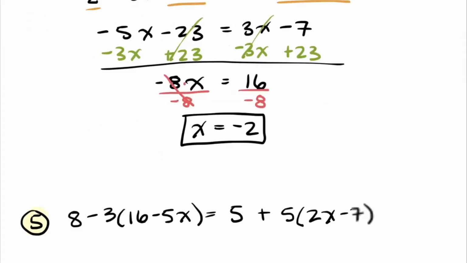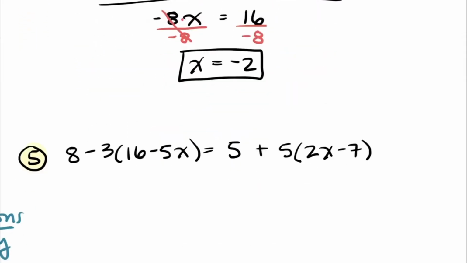All right, one more of these, and I'd encourage you to pause this and try on your own to see how this is going for you. We've got 8 minus 3 times 16 minus 5x equals 5 plus 5 times 2x minus 7. So same thing here, we've got to distribute, get rid of the parentheses on the left and on the right.